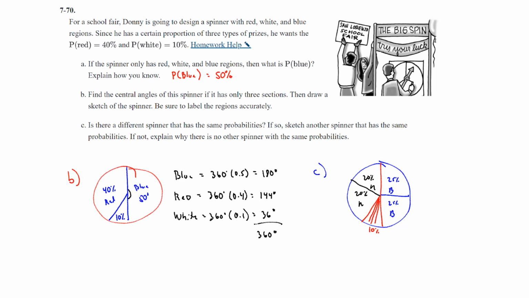So is there a different spinner? Sure. But once again, the regions still have to represent 50% blue, 40% red, and 10% white. You just might have more sections to kind of land on if you break them up that way.